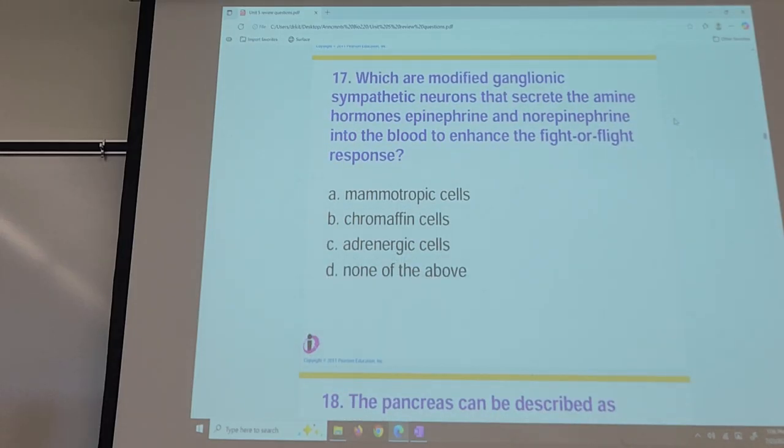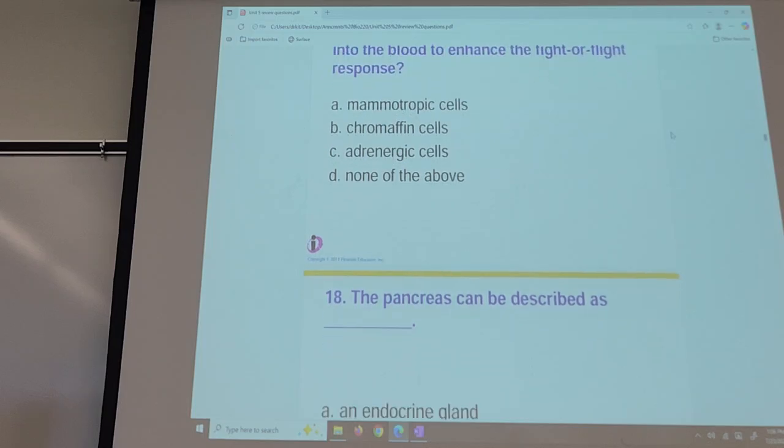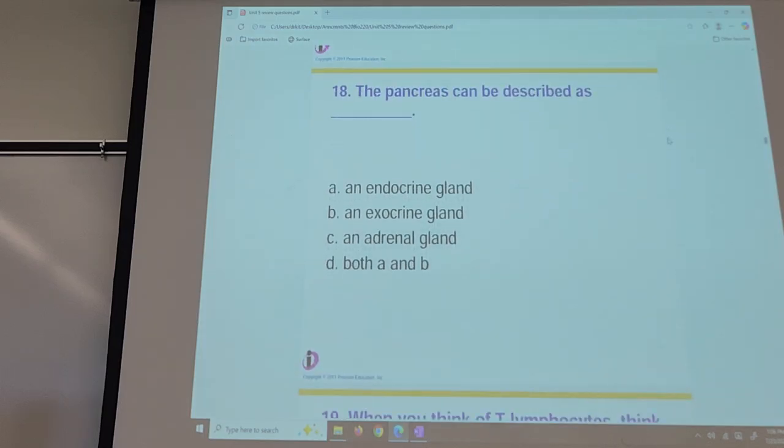Which are modified ganglionic sympathetic neurons that secrete epinephrine and norepinephrine into the blood to enhance fight or flight? Yes. So what did we call those postganglionic neurons? Chromaffin cells, right? Chromaffin cells. Okay.